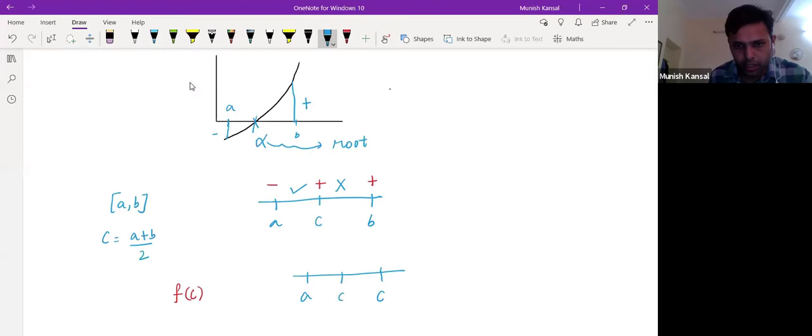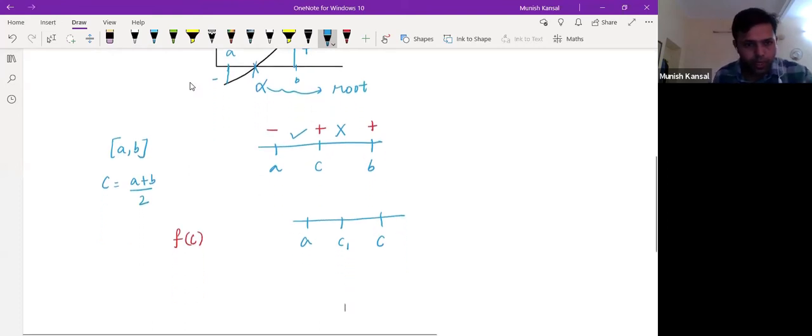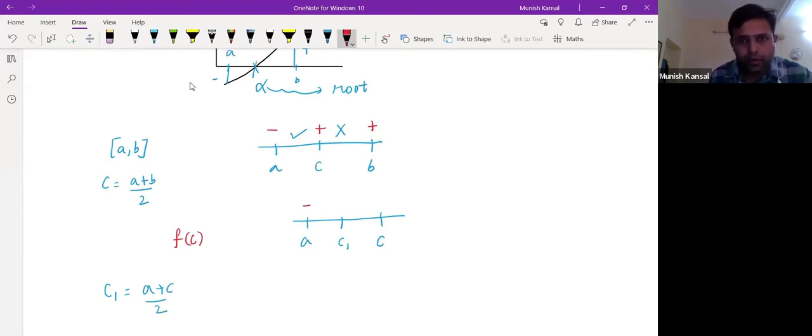Let us say the new midpoint is C1. So now what is C1? C1 will be (A plus C) by 2, right? Now the sign at A was negative, and the sign at C was positive. So again, you find the value of the function at C1. It can be positive, it can be negative. So let us say, for example, you assume that the value is negative here.